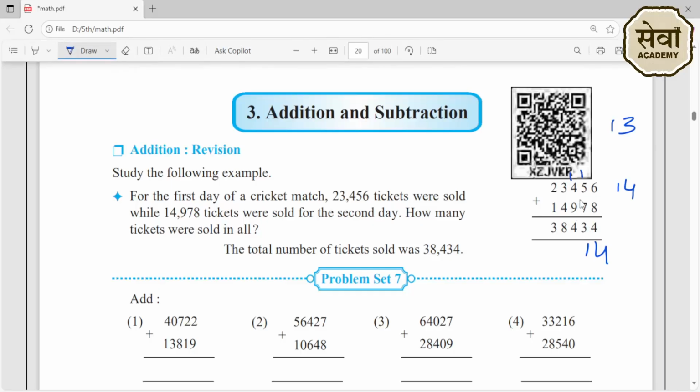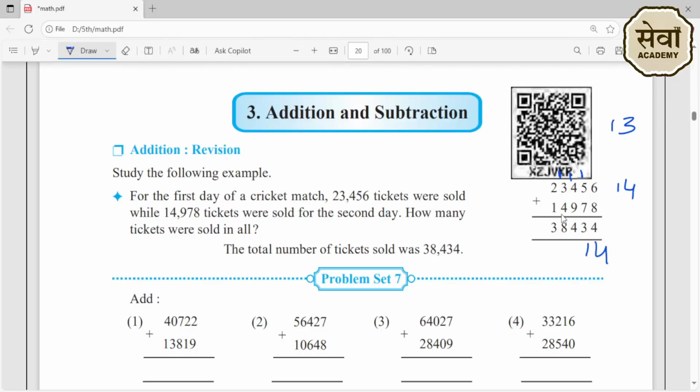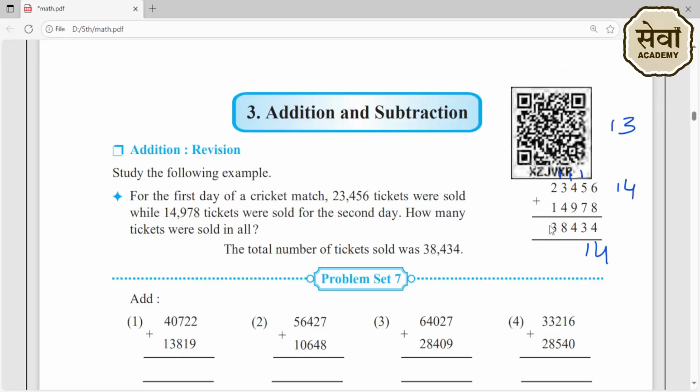So now what is 9 plus 4? 9 plus 4 is 13. And what is 13 plus 1? It is 14. So we will write 4 because it is in the units place. And what is the 1 carry over? What is 3 plus 4? It is 7. And what is 7 plus 1? It is 8. So we wrote 8 here. What is 2 plus 1? It is 3. So the answer was 38,434.